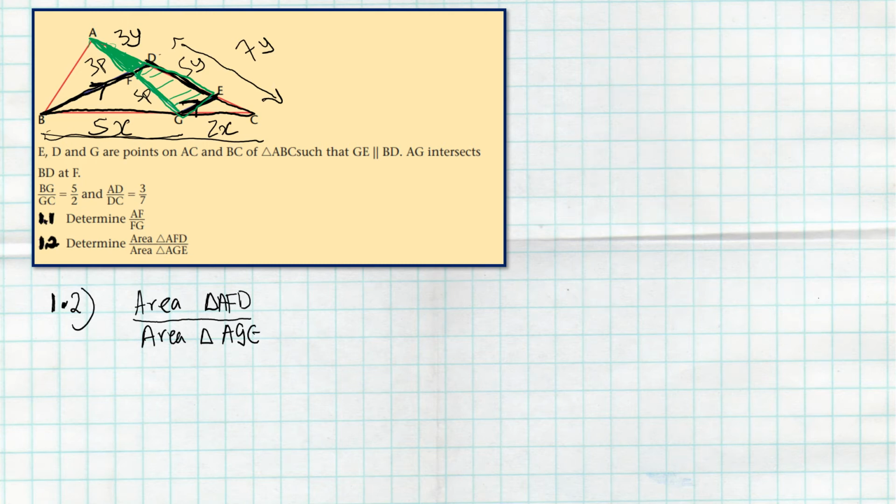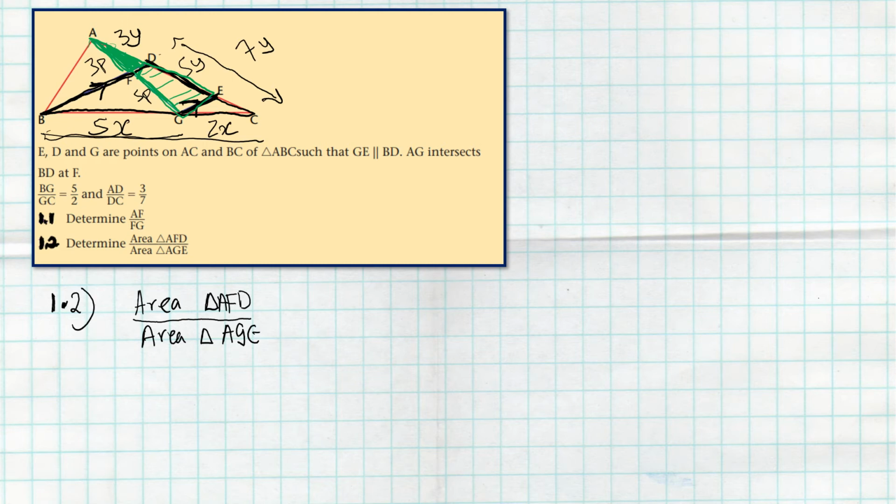Okay, let's get to this one. They say find the area of triangle AFD over area of triangle AGE. AFD is that smaller triangle that I've colored with green there, right? And over area of triangle AGE. You can see that those two triangles are on the same plane. They're connected, right? AFD is that smaller triangle, AGE is that bigger triangle.